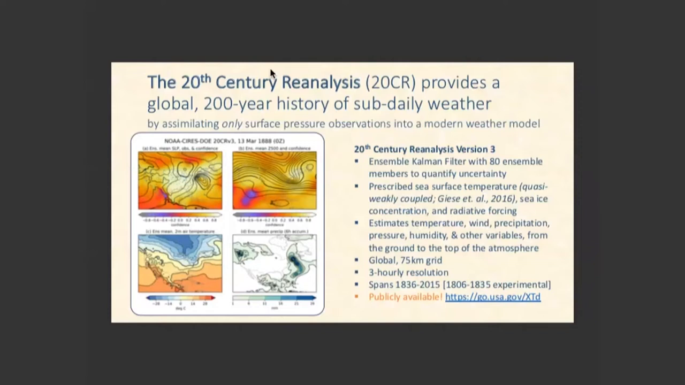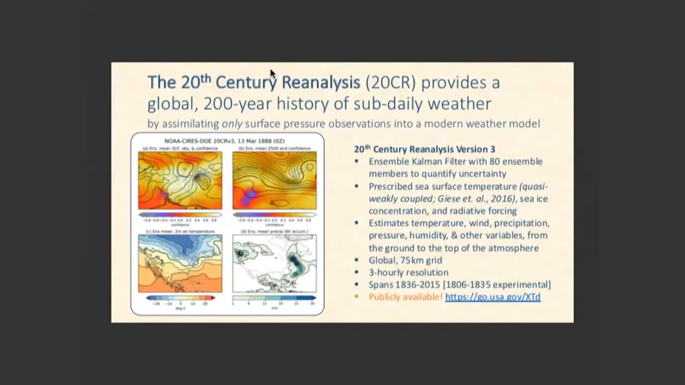I'll also say that this is an atmospheric reanalysis, and so a lot of what I say will be from the atmospheric reanalysis point of view, but I really do want to think more about integrating different components of the Earth system as well. Version 3 of the 20th century reanalysis uses an ensemble Kalman filter with 80 ensemble members to quantify uncertainty. Jeff Whitaker is going to talk more about uncertainty in reanalyses later, so I won't talk about that too much. As I said, this is an atmospheric reanalysis, so we prescribe sea surface temperature. We call this quasi-weekly coupled because we've gone back and forth with the SST providers. They actually assimilated previous versions of our data set into their ocean reanalysis and gave it back to us. So we have a little bit of a very long time scale coupling.